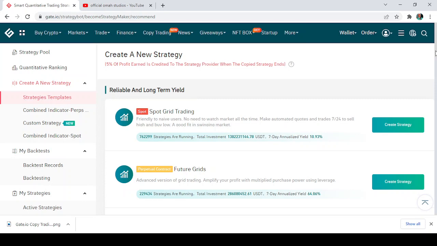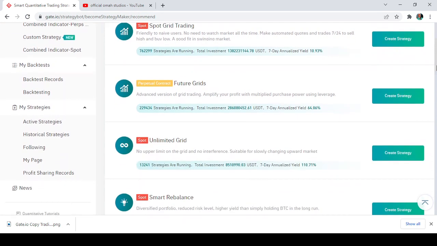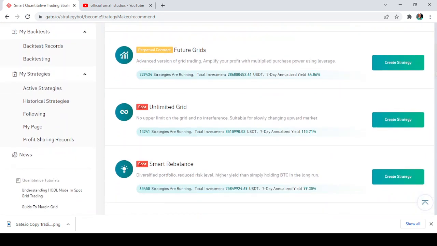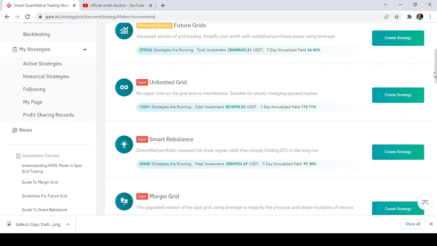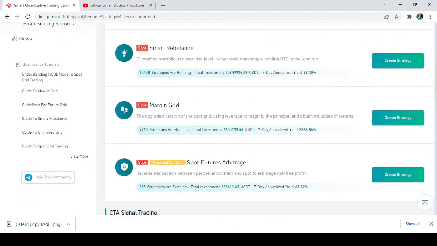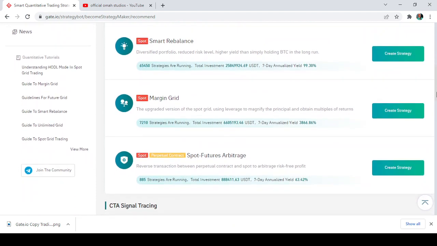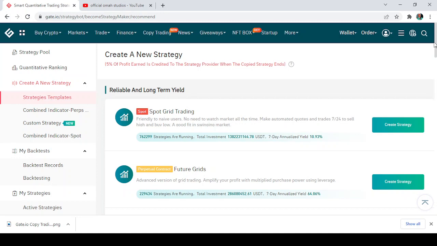These strategies, we have here spot grid trading, we have futures grid, we have the unlimited grid, we have smart rebalance, we have margin grid, and we have spot futures arbitrage. These are different trading strategies that you can utilize on copy trading in Gate.io. So like I said, there are 6 of them.